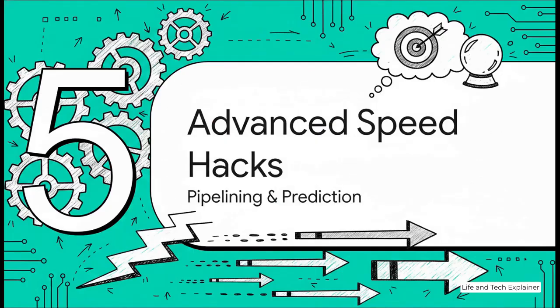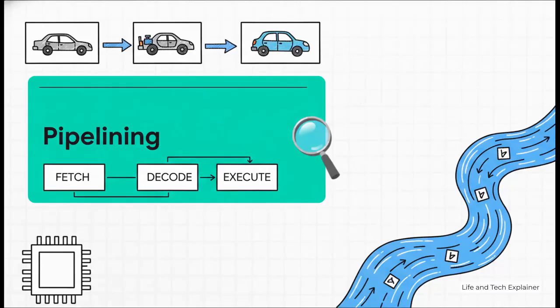Section 5. Advanced Speed and Prediction. Now, engineers absolutely despise a CPU sitting idle. To push speeds even faster, their first real trick is instruction pipelining. Think of a car factory assembly line. You don't build one entire car, finish it, and then start the next one from scratch, right? You overlap the steps. Well, the CPU does the exact same thing.